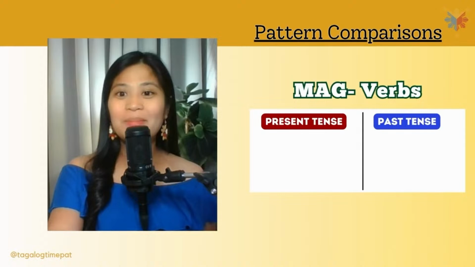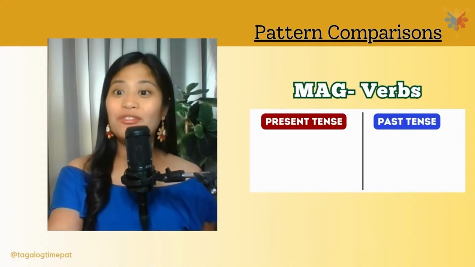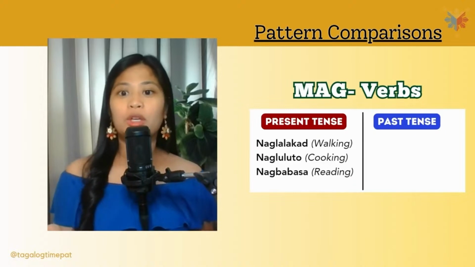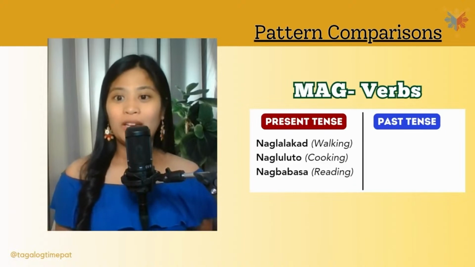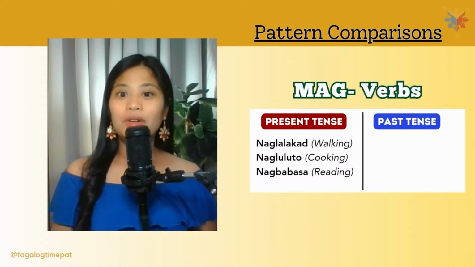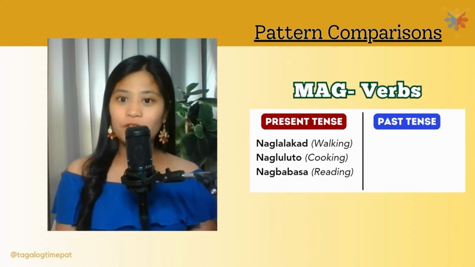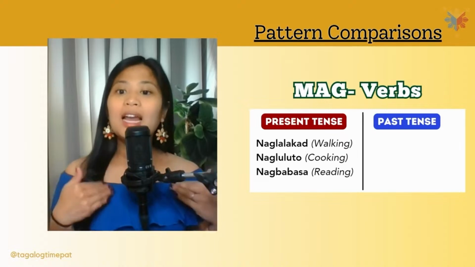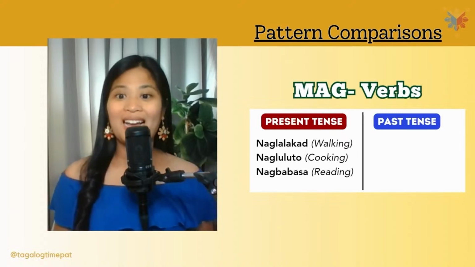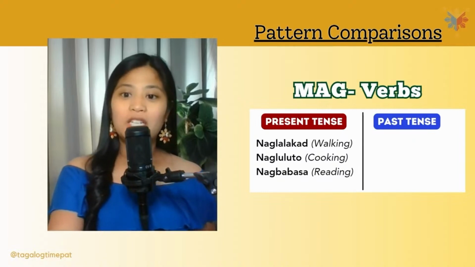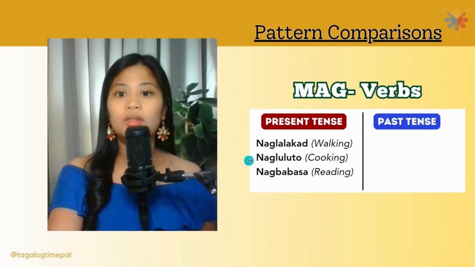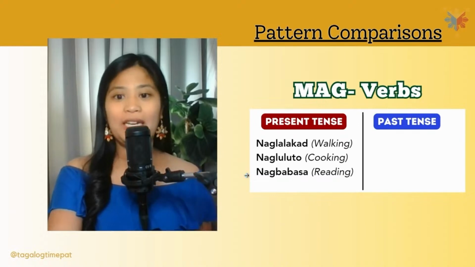Speaking of, let's go ahead and just compare the present tense to the past tense conjugation of mag-verbs. So in the present tense, we learned naglalakad is walking. If you recall, the present tense conjugation of mag-verbs is nag plus the repeated first syllable plus the root. Naglalakad ako, I am walking. The present tense of to cook is nagluluto. Nagluluto ako, I am cooking. Then in the present tense, magbasa is nagbabasa. That means reading. Nagbabasa ako, I am reading.